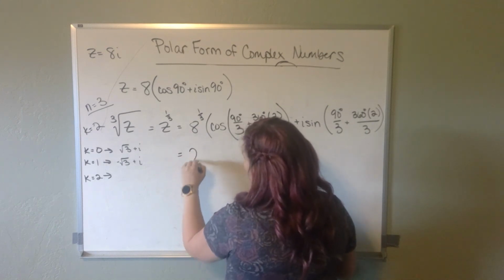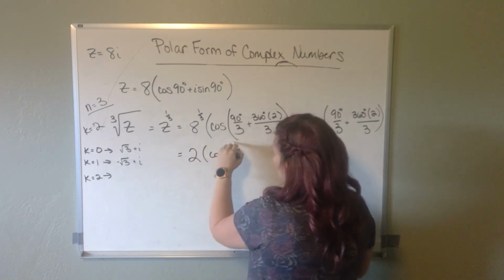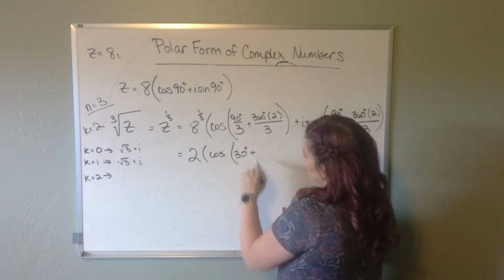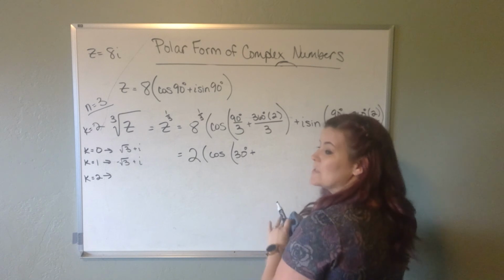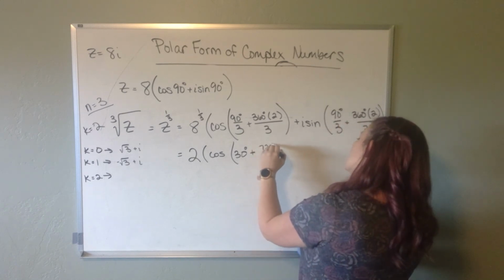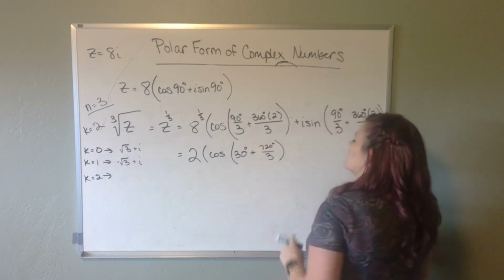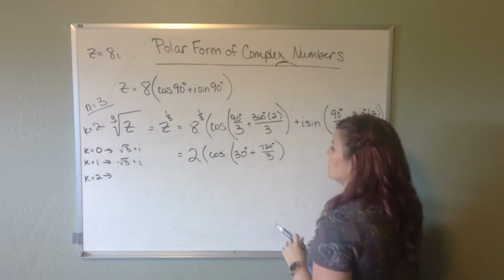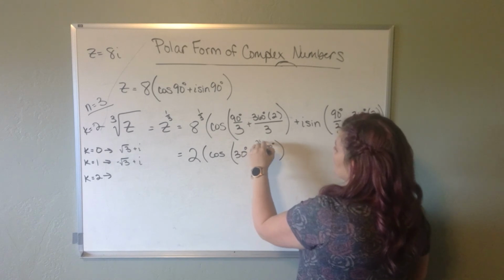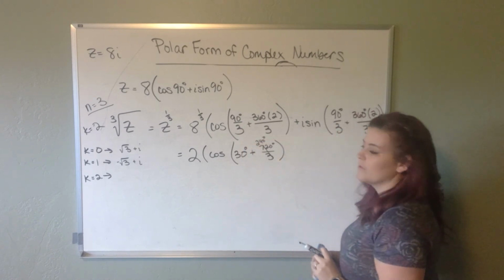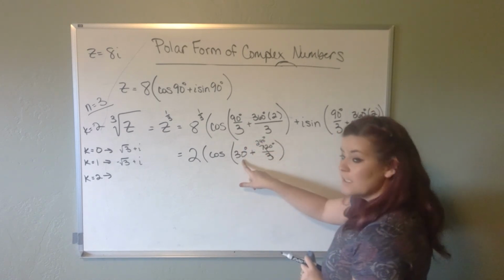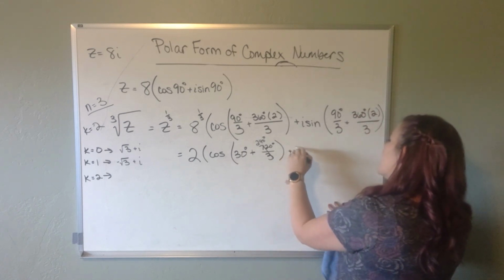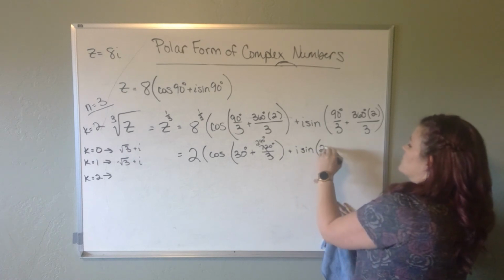So everything stays the same except for now there's a 2 here and there's a 2 here. So cubed root of 8, that's 2, times the cosine of, still 90 over 3, so we still get the 30. Plus, you guys, 360 times 2 is 720, and we're going to take that over 3. What's 720 over 3? I think it's 240. 240 plus 30, that gives us 270. So plus I sine, let's go ahead and call it 270.